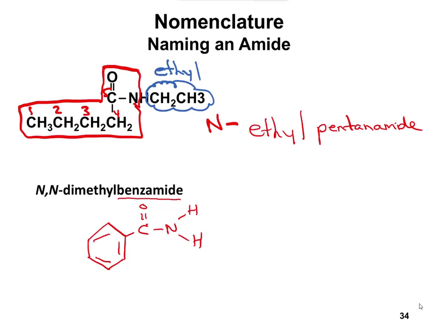So now to make it N,N-dimethyl, we have to go in and attach our methyl groups. So we're going to remove those hydrogens because that's where they attach to the N. And now we're going to draw a methyl there and a methyl there. And that would give us N,N-dimethylbenzamide.